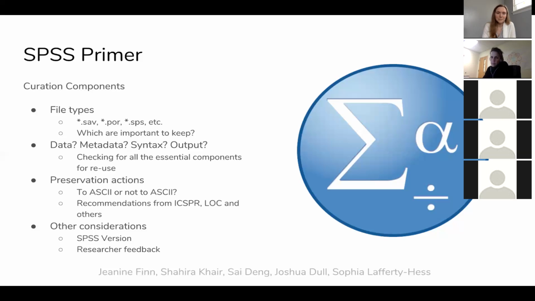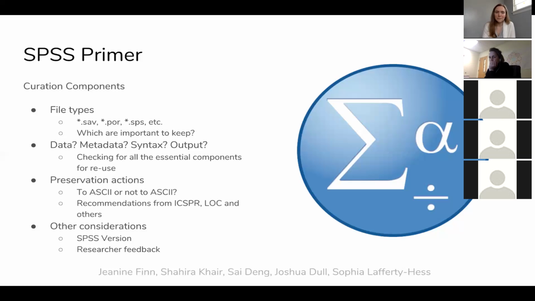Some of the other things we considered for curation was being aware of what version of SPSS the data is in. Like many software, data created in older versions of SPSS might not be readable in newer versions. In particular, everything that came before, I think, version 19 is questionable. So being aware of how old the file is and what version it is, and making sure that you note that somewhere is very important. And of course, we also interviewed researchers because we wanted their feedback on how they typically interact with SPSS and SPSS files.